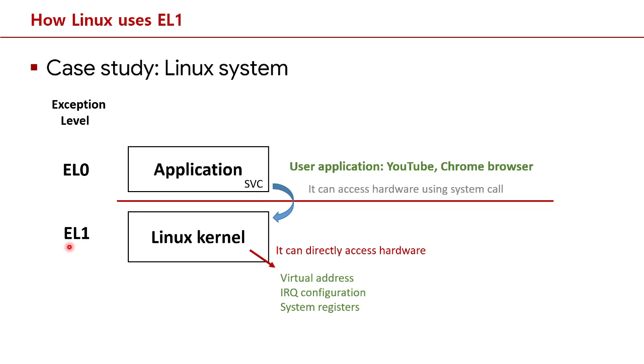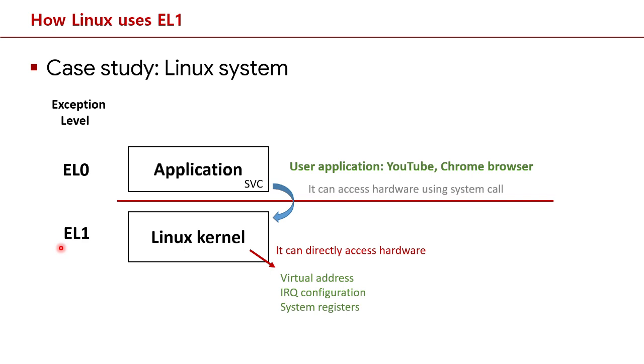At exception level 1, the Linux kernel runs because it has the privilege to access all of the hardware resources, just like the interrupt configuration, and it will access all of the system registers that are served at exception level 1. That means software at exception level 1 can control the peripheral device drivers. For this reason, the Linux kernel or Linux device drivers run at exception level 1.